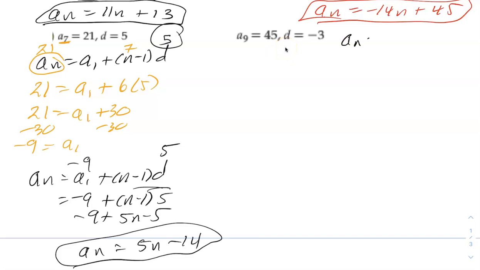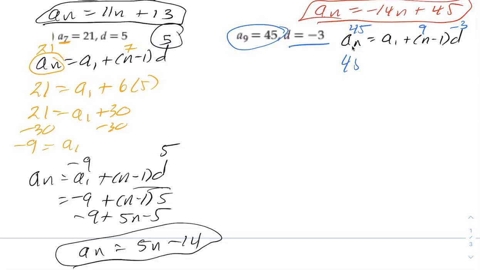So an equals a1 plus n minus 1 times d. I have d, the common difference. I don't have a1. I do know though, when I plug in 9, it gets me 45. So when I plug in 9 for my n, I'm going to get 45 for my term. So we're going to use that to find a1.